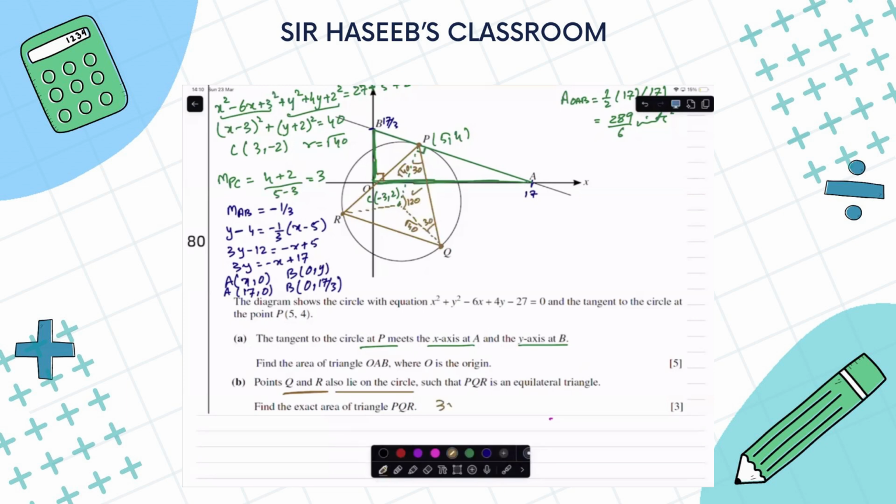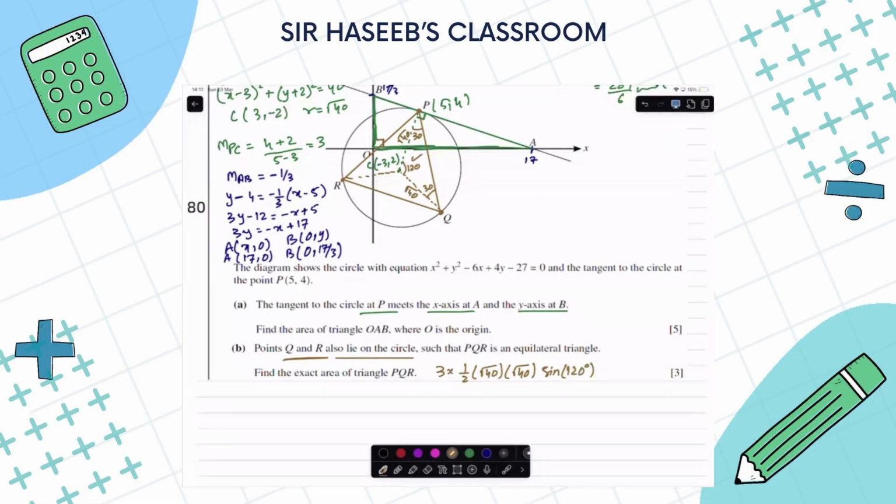That's basically 3 times half A B sine C. Got it? Three into half times 40 into root 3 over 2. Yeah. 30 root 3 units square. Fine.